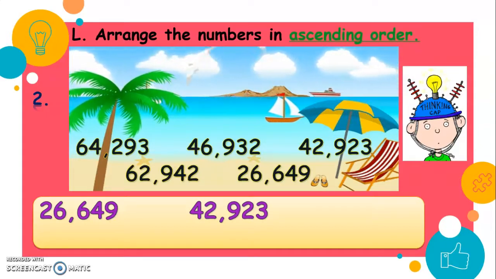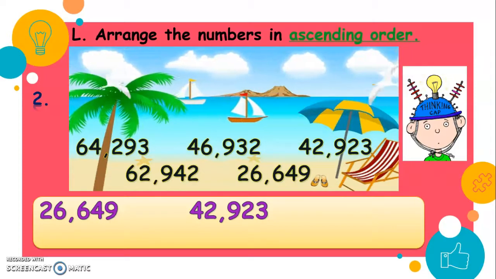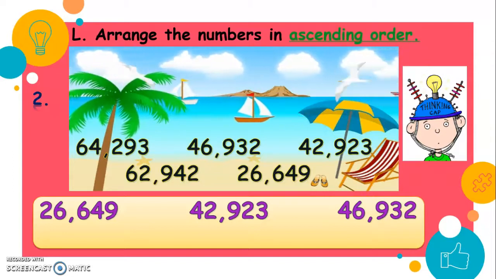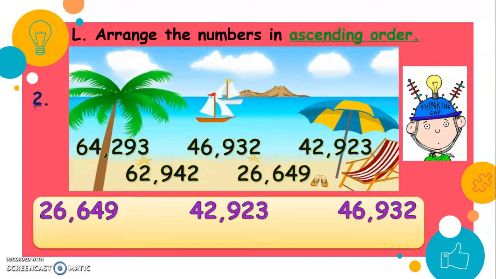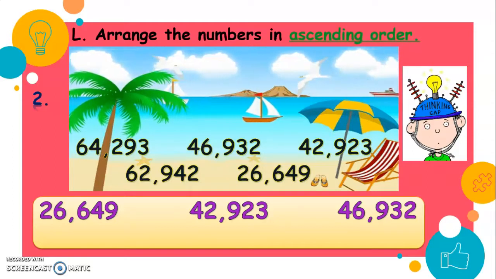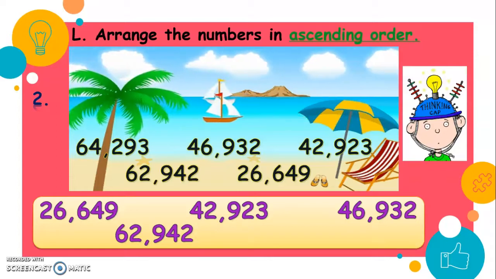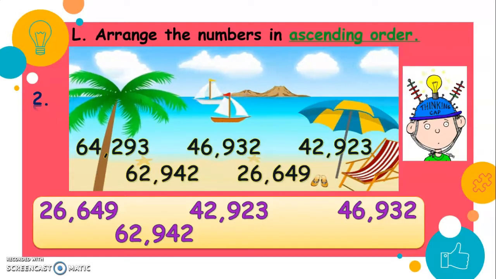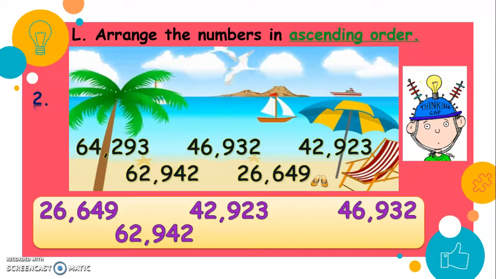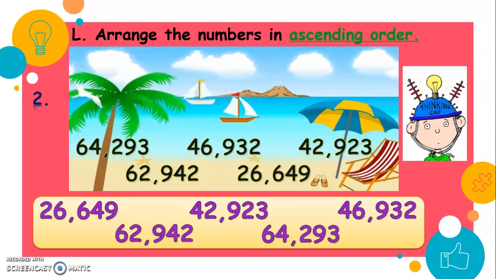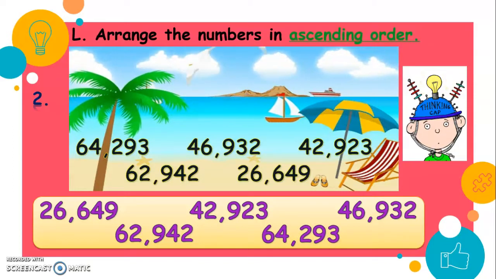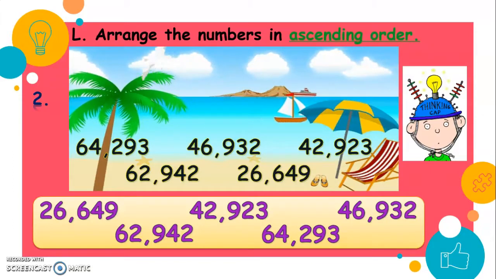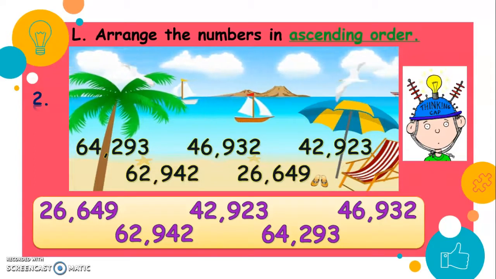Now let's see the third number. Third number should be 46,932. And for the last 2 numbers, the next number is 62,942. And the greatest number for this example is 64,293. Now, I do hope that you got all the answers correct. Are you ready to go to the next part?